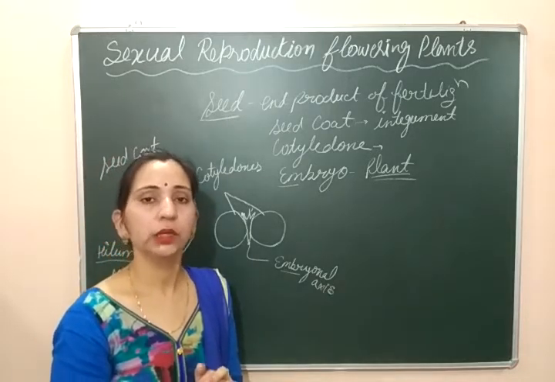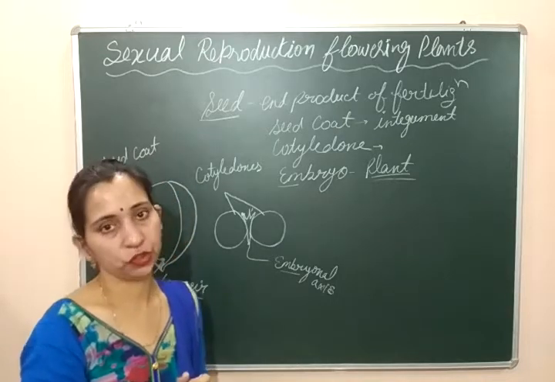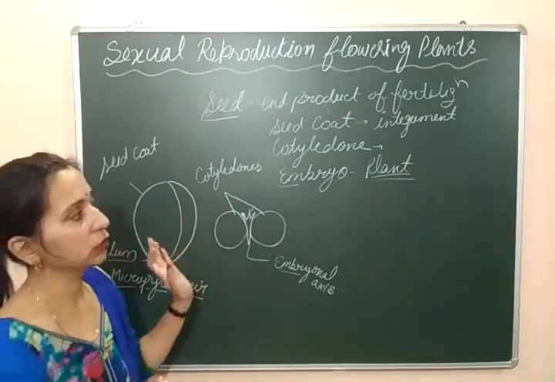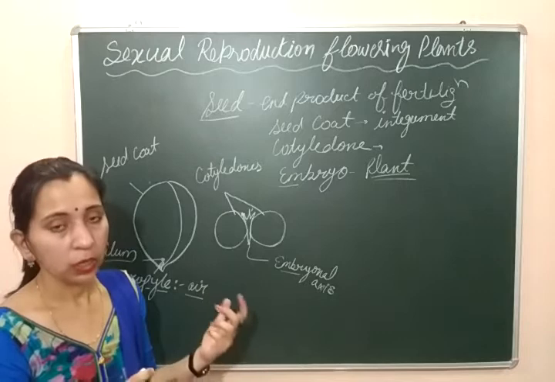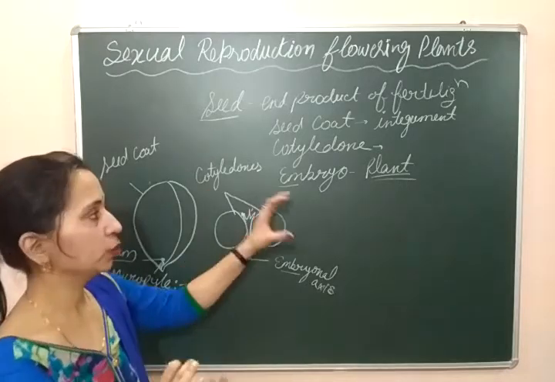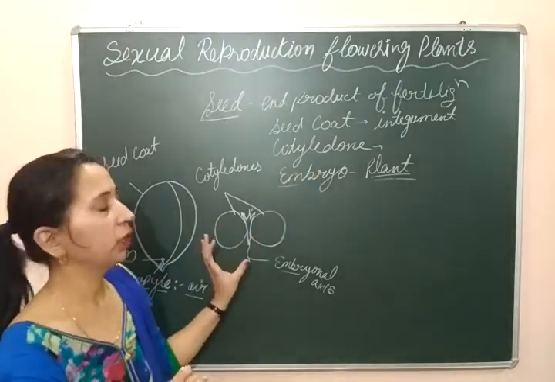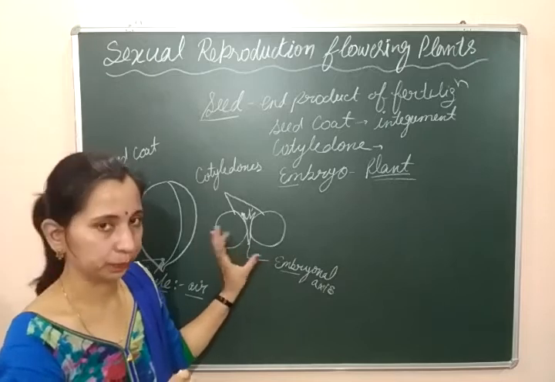ये एंजियोस्पर्म्स के अंदर मिलने वाला एक यूनिक कैरेक्टरिस्टिक फीचर है. तो इस डबल फर्टिलाइजेशन प्रोसेस से क्या फॉर्म हुआ? एंडोस्पर्म. This is the important step that endosperm is formed, and this endosperm gives nourishment to the growing embryo.